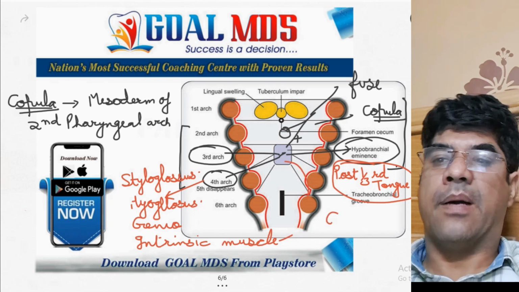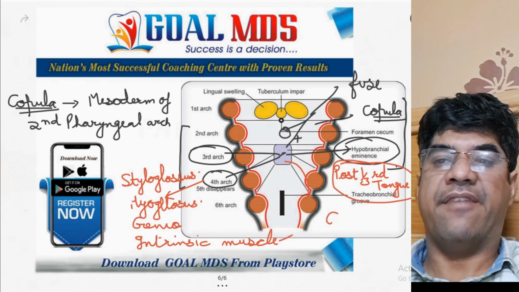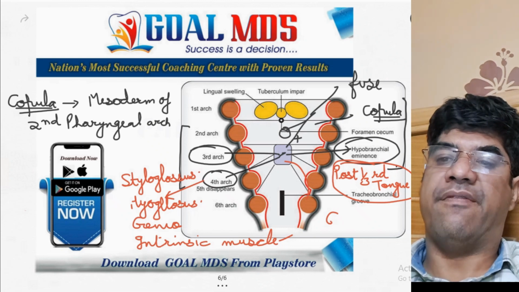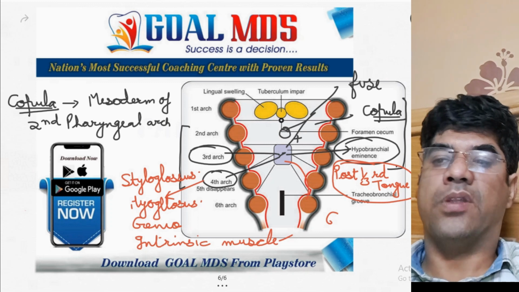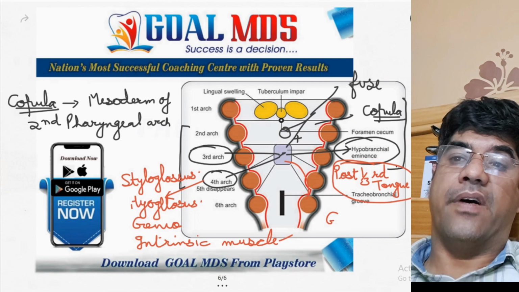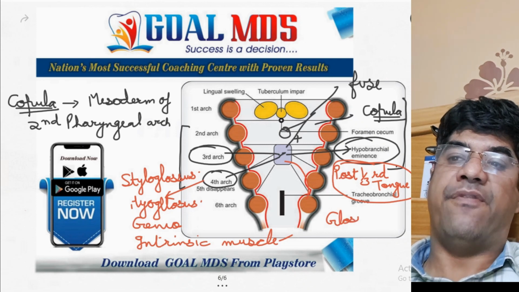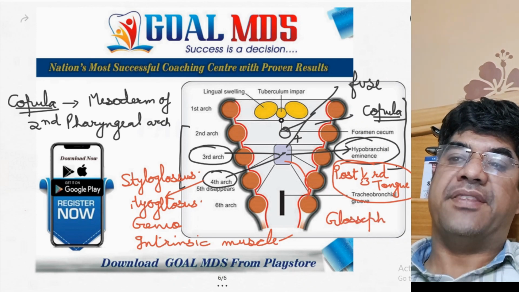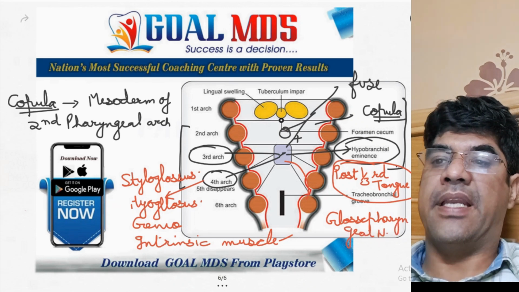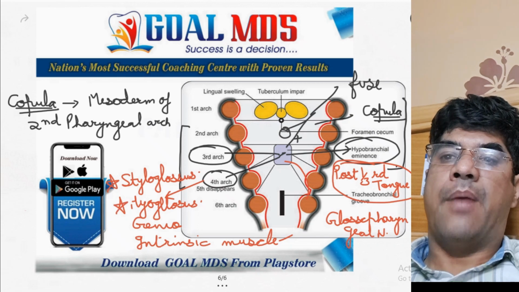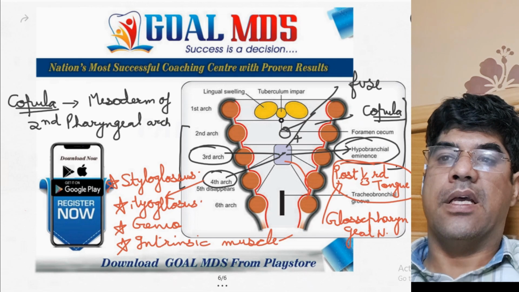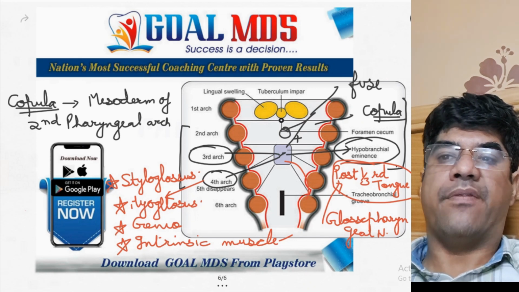So remember, the copula comes from the mesoderm in the second pharyngeal arch, while the hypobranchial eminence comes from the third and the fourth pharyngeal arches. These both fuse together. Remember the glossopharyngeal nerve, a cranial nerve that is responsible for taste and sensation in the back of the tongue, is also closely related with this area. During embryonic development, the glossopharyngeal nerve arises from the third pharyngeal arch, which also gives rise to the posterior part of the tongue.